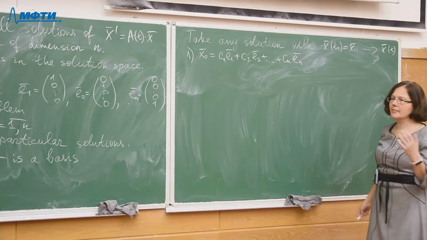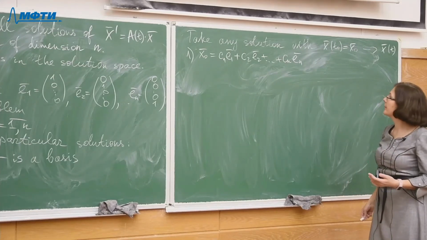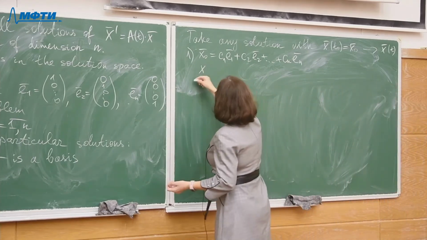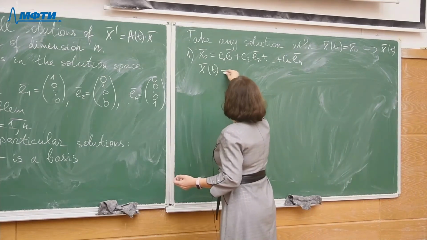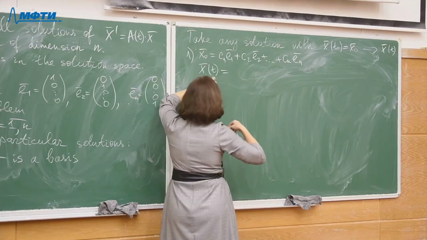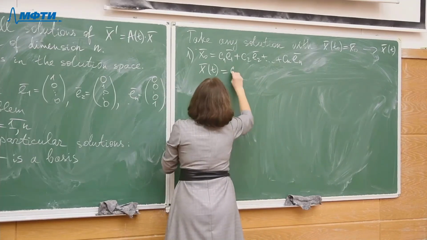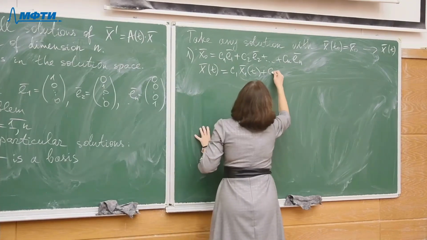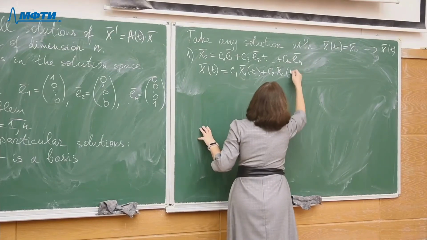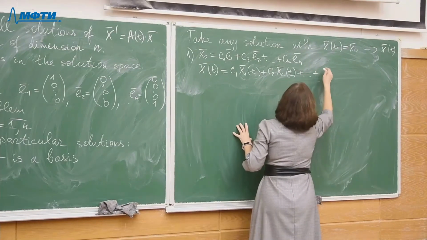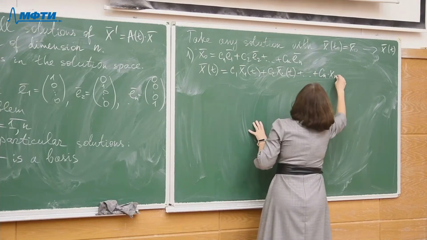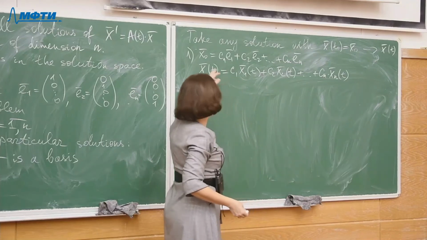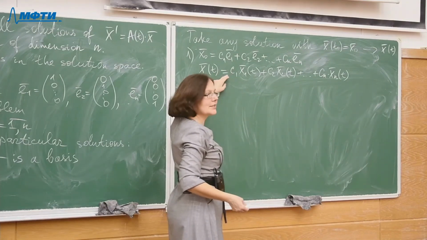Since by the Picard-Lindelof theorem, x of t exists and is unique, I claim that x of t is equal to C1 x1 of t plus C2 x2 of t plus dot dot dot plus Cn times xn of t. So how to prove that x of t is this linear combination?